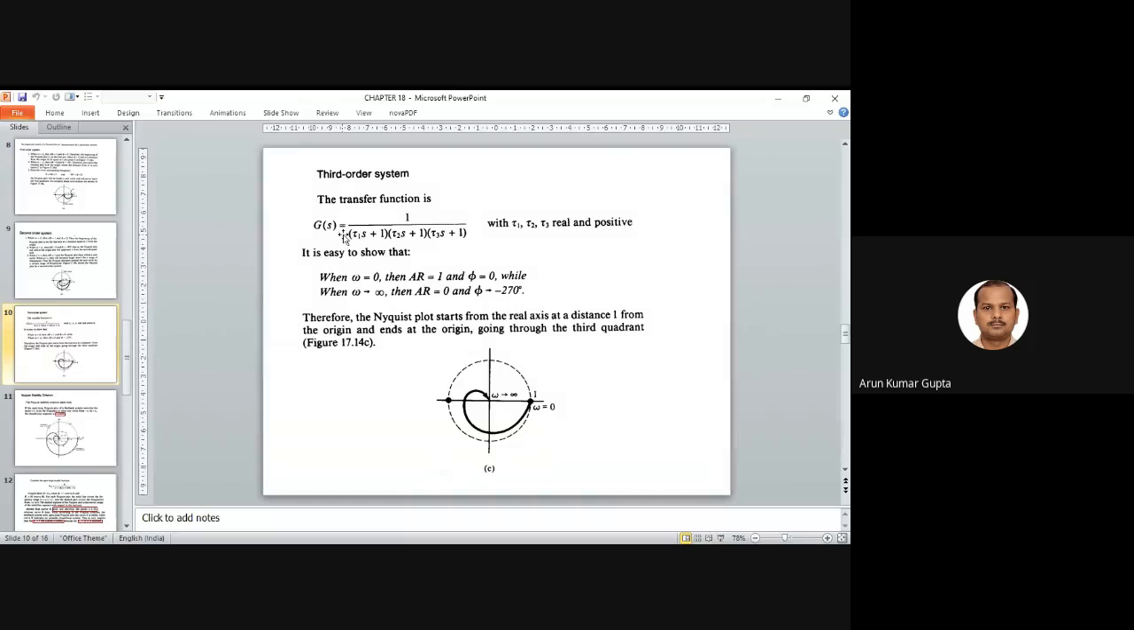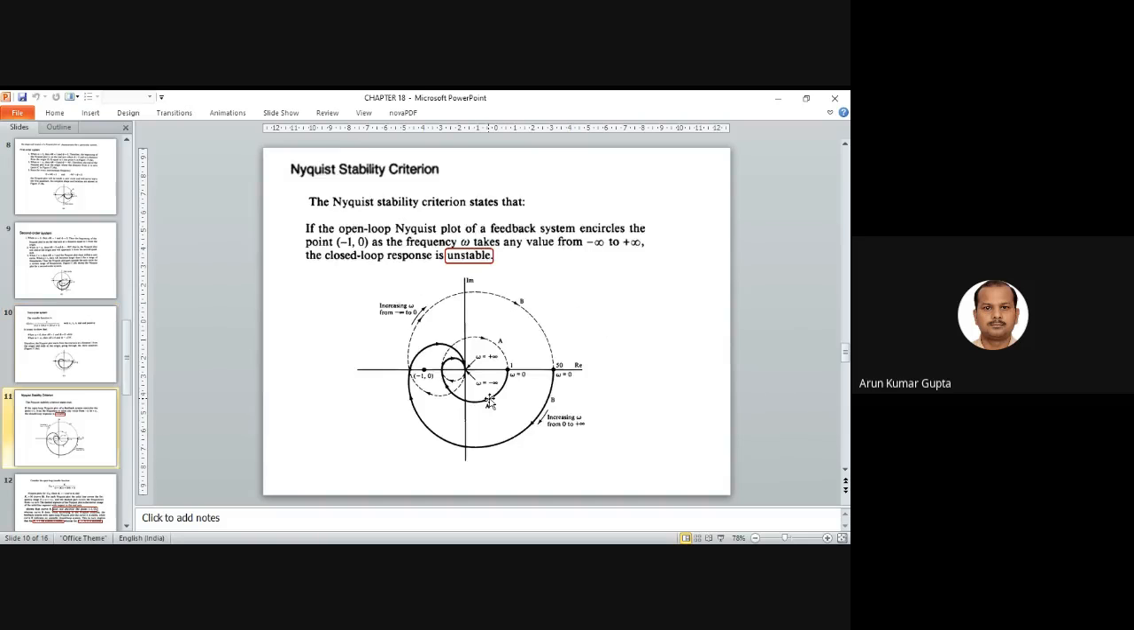Similarly, you can say the third order system. Third order system means we have a system like this. And in this case, omega equal to 0, AR equal to 1, phi equal to 0, means you will go like this. Now, this is showing that the final phase angle is minus 270. So for first order case, this is minus 90. For second order case, this is minus 180. For third order case, this is minus 270. So it will move like this, right? It is below, you can say, the unit circle, so that's why it is under this.